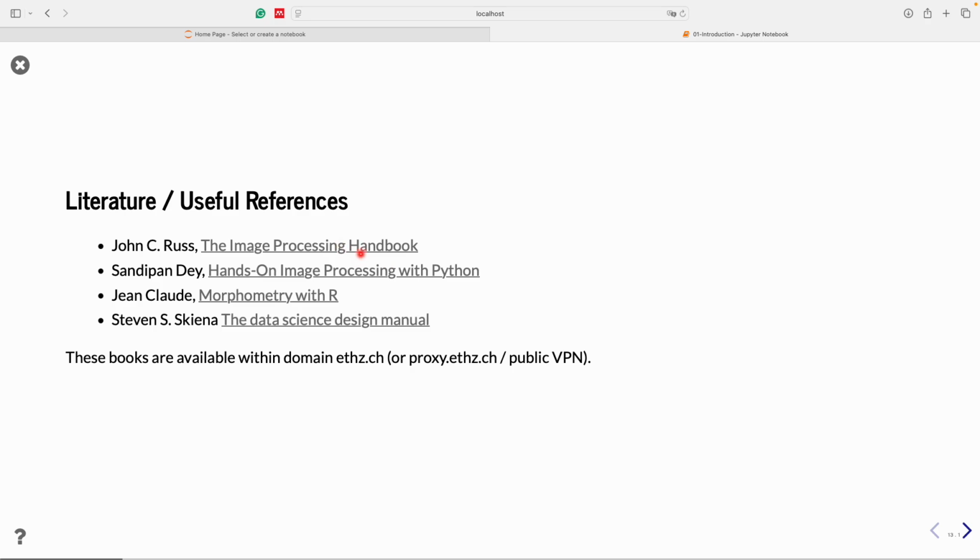And then we have some other relevant books. So, for example, Hands-On Image Processing with Python.